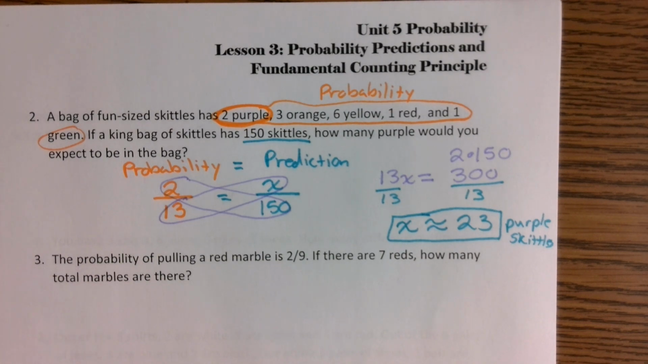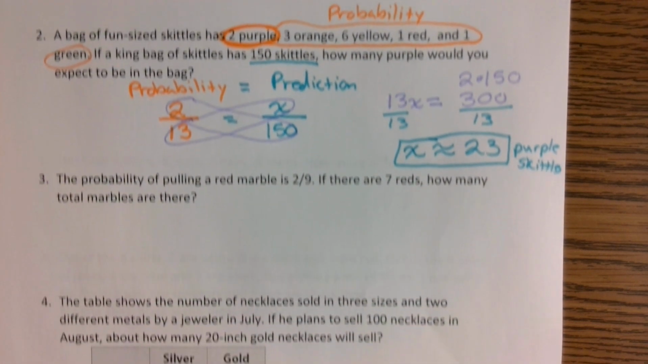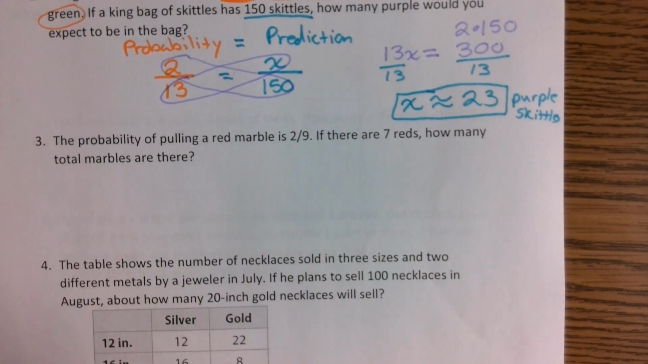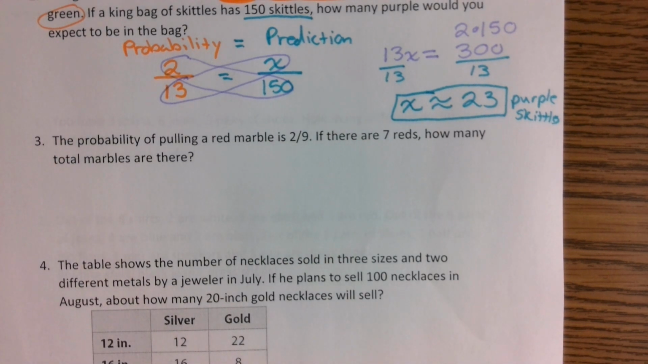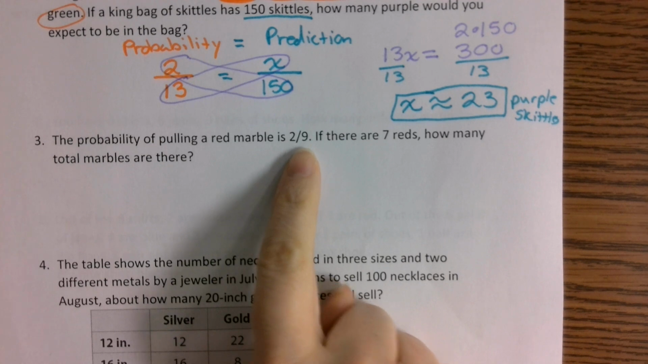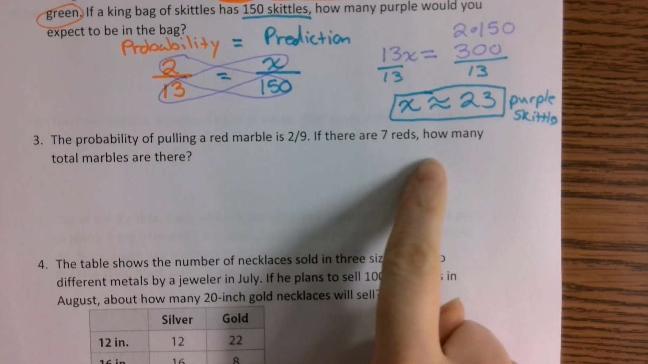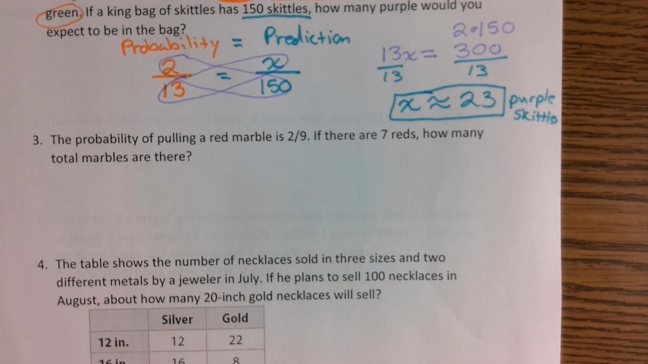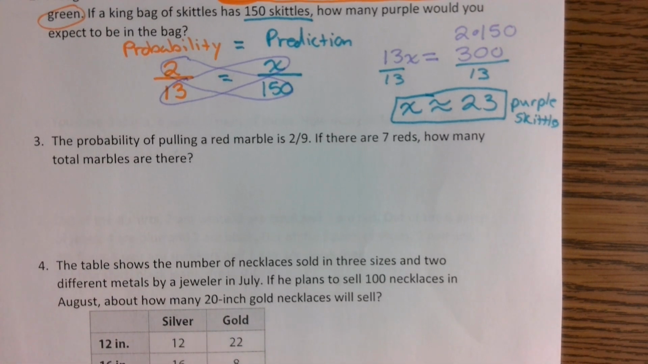All right, for problem number 3, they are already giving you the probability. They tell you the probability of pulling a red marble is 2 out of 9. So they're not telling you what marbles are in the bag or anything like that. They're just telling you that there's a bag, it has marbles in it, and the probability of a red is going to be 2 out of 9. So if there happen to be 7 reds in the bag, then how many total marbles are there? So this one's a little bit different. Instead of predicting how many reds, you're predicting the total.